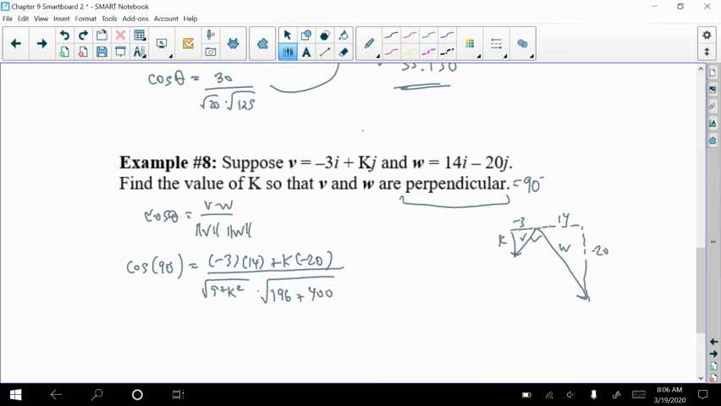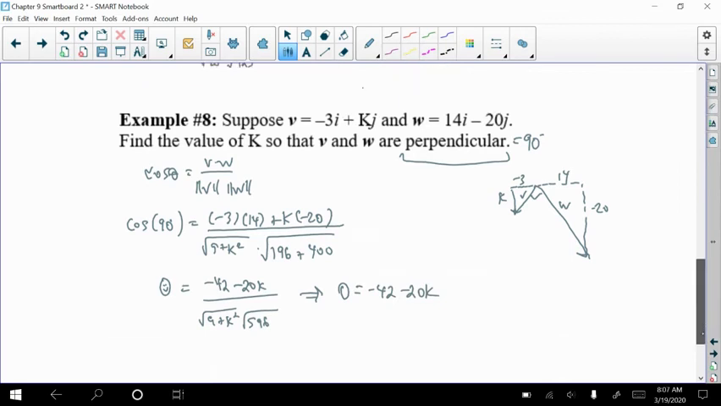Now, you probably already noticed this and how great this is with cosine, because cosine of 90 degrees is 0. So feel free to smiley face that up. There we go. And so -3 times 14 is -42, minus 20k, all over a messy denominator, but that doesn't really matter because when that's equal to 0 and I just multiply this over, it's irrelevant. So I just get 0. That's nice. So 0 is equal to -42 minus 20k.